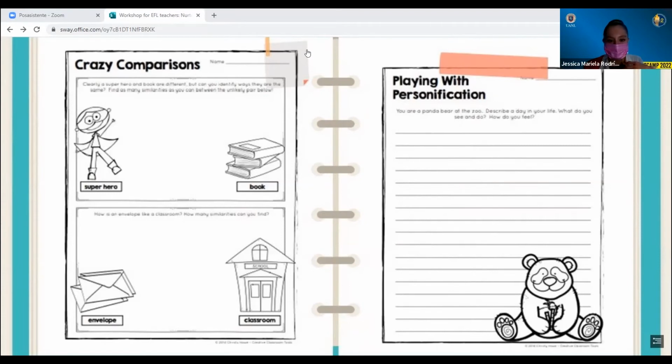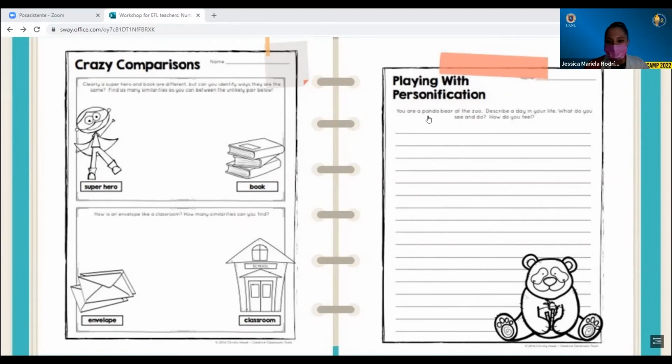A superhero and a book, they can both save people. Okay, they both have a cover, but when you open them, you find what's really inside. Excellent comparison. And they both have different characters. Very good. Thank you, Maria Jose. Anyone else? Someone who would like to turn on the mic? No? Well, but I am very sure that you are taking all these ideas to share with your students, right?